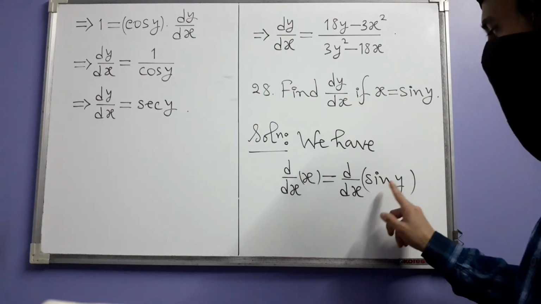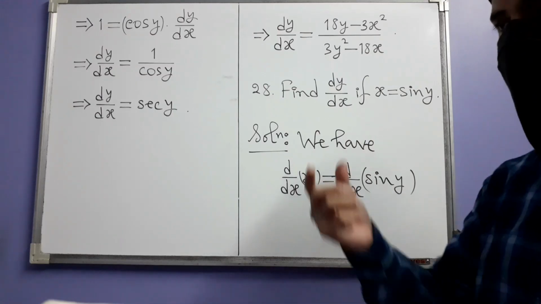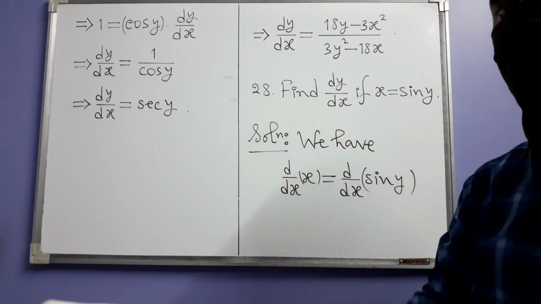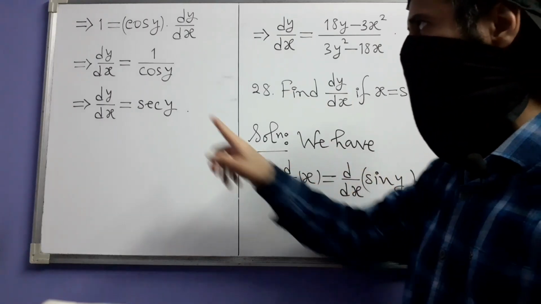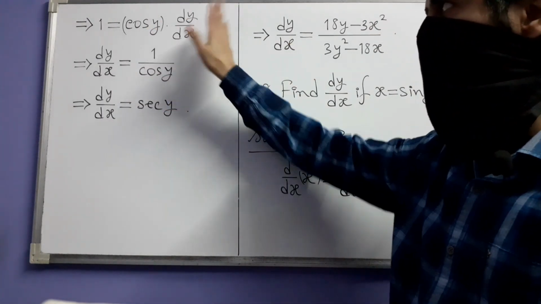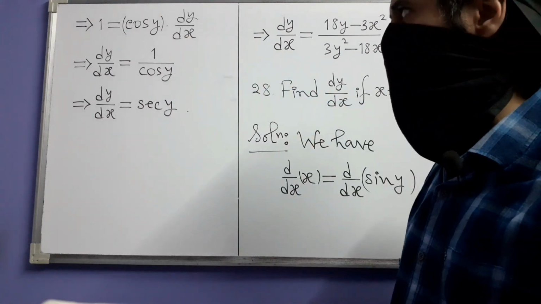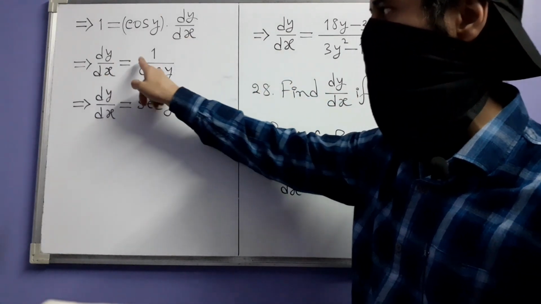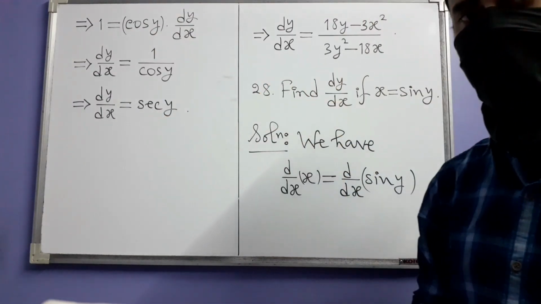So first you differentiate the sine layer, the outermost layer. Here there are only two layers, the outer sine layer and the inner y layer. So you first differentiate the outer sine layer with respect to y, obtaining cosine of y, and then you multiply with that the derivative of the inner layer with respect to x, dy/dx. So that way you get dy/dx equal to 1 divided by cos y, or dy/dx equal to secant y.